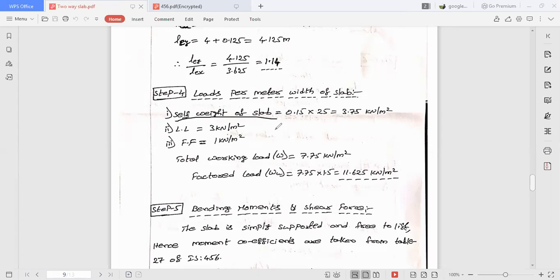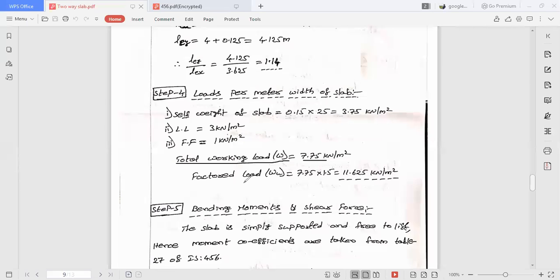How to calculate that? The same as we have done in the one-way slab: multiply the thickness of the slab with the density, that means the unit weight of the slab. 25 is the unit weight of the slab in kilonewton per meter cube, multiplied by the overall thickness, which gives 3.75. Now these are the loads given. The total working load is 3.75 plus 3 plus 1, total 7.75 kilonewton per meter square.